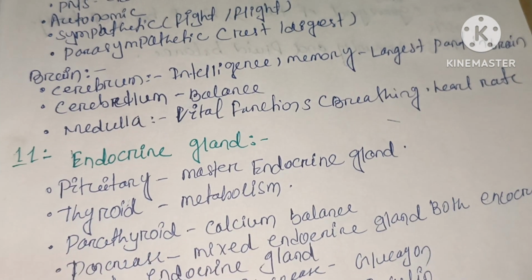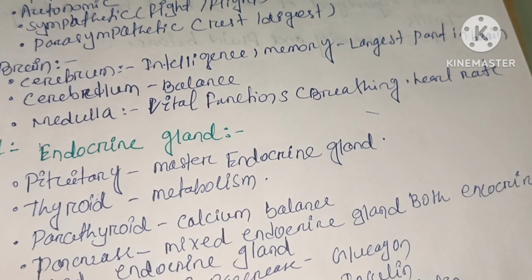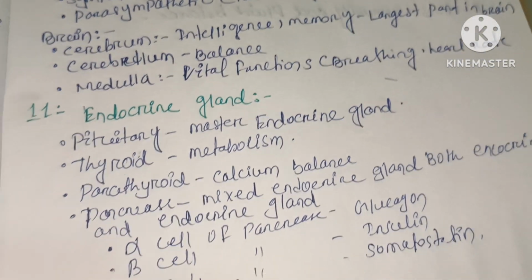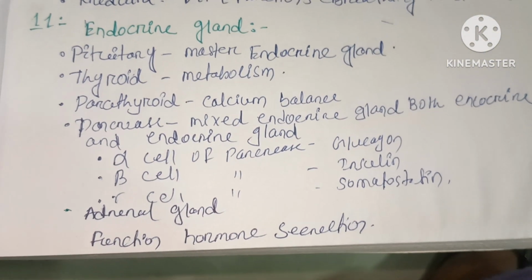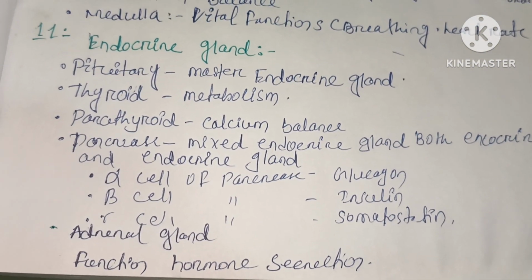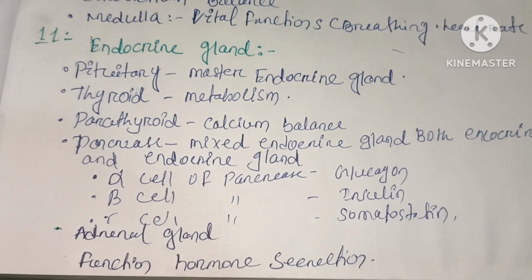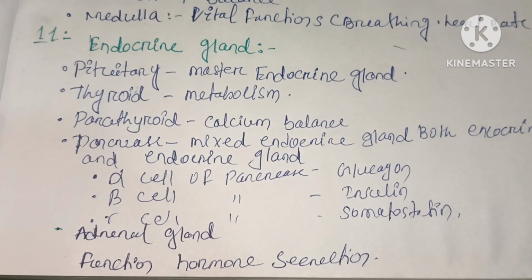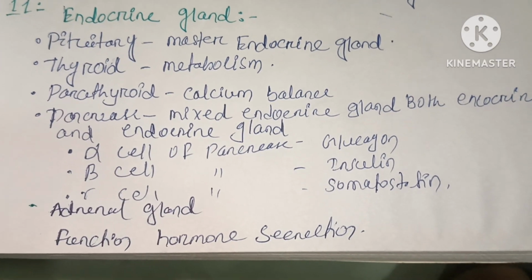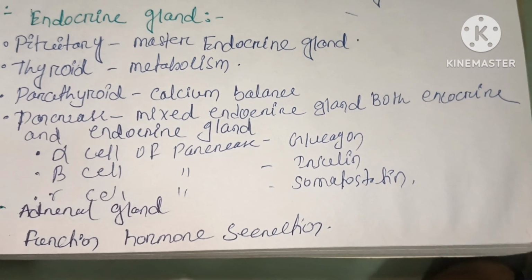In the brain, the cerebrum is the largest area, which helps in intelligence and memory. Cerebellum controls balance, and medulla oblongata controls vital functions like breathing and heart rate, which is also known as the respiratory and cardiac center. Then we come to the next, endocrine glands.